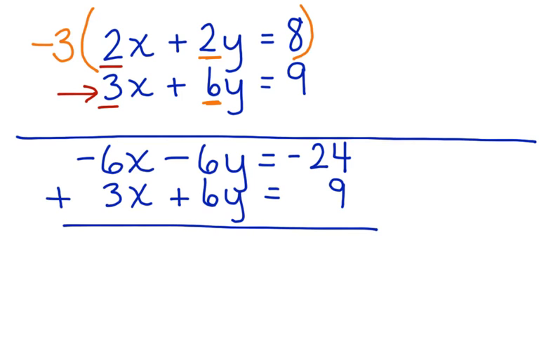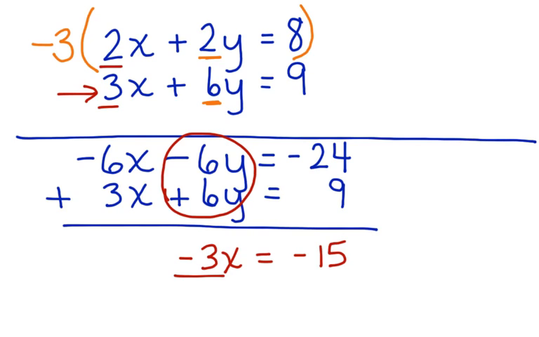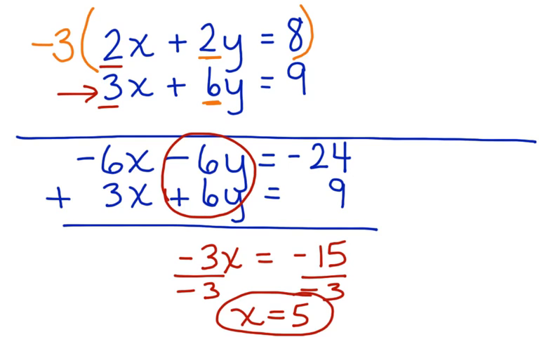Now we can add both of these, and we'll be able to eliminate the y value right here and solve for x. Negative 24 plus 9 is a negative 15. Negative 6x plus 3x is a negative 3x. Divide both by negative 3, and x equals 5.